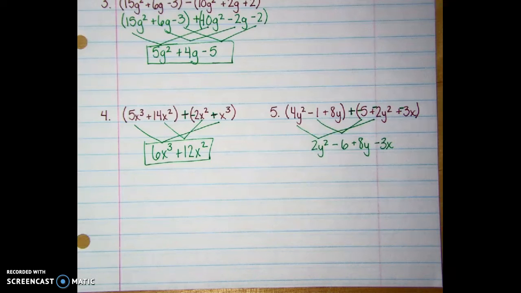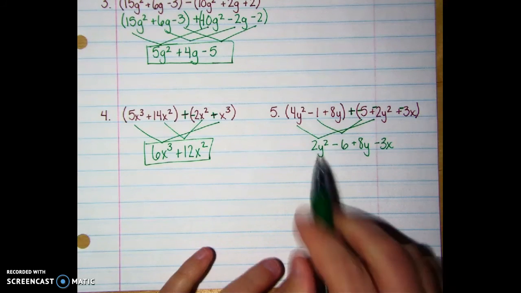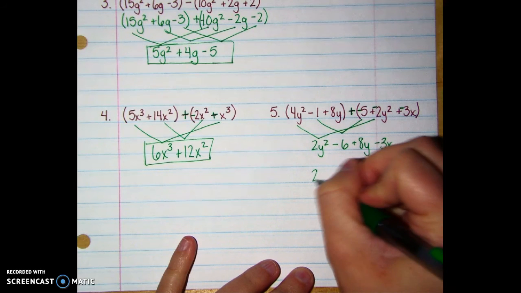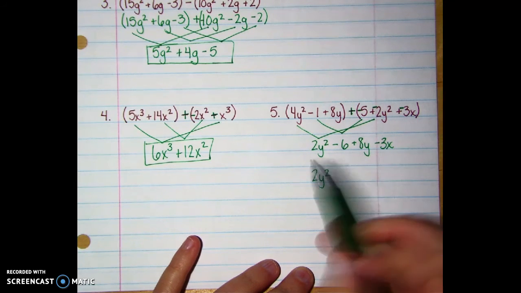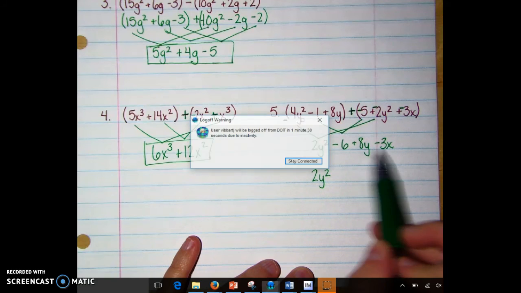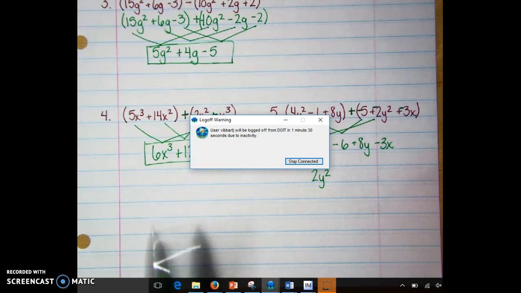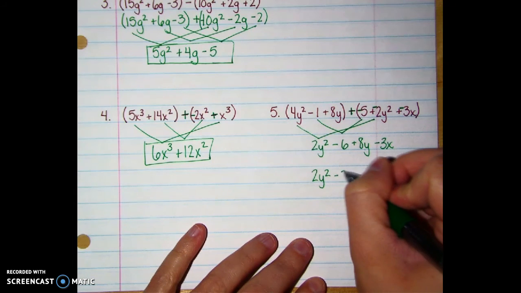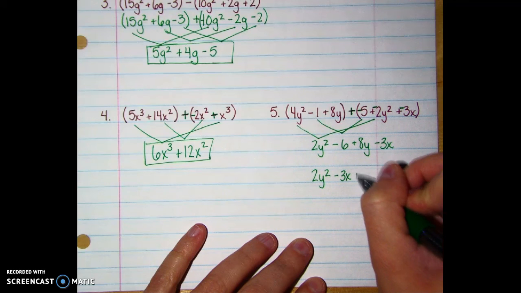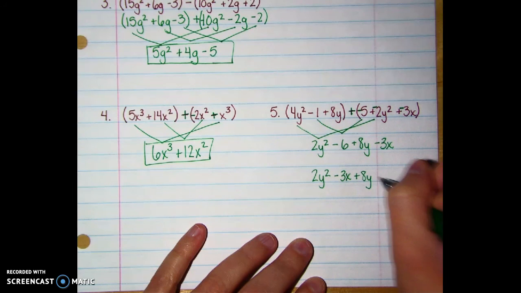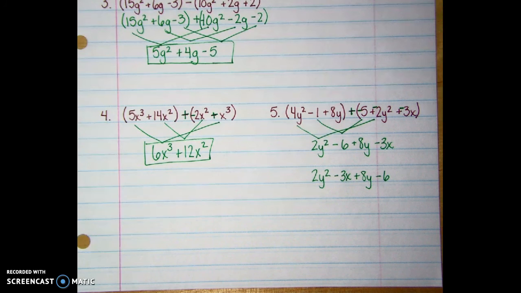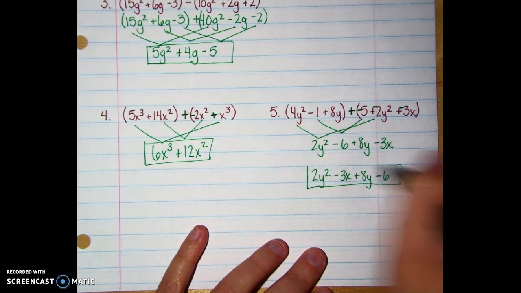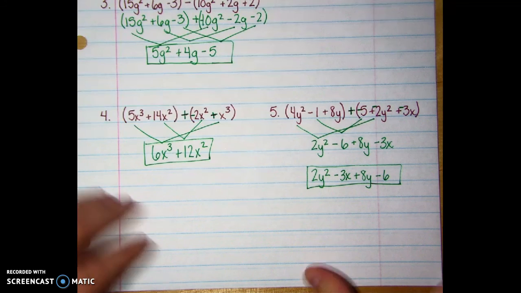Okay, now you need to put it in order. Now remember, highest degree goes first, so this is going to go first. And then after that, I have 2 with a degree of 1, but it goes alphabetical order. So that's negative 3x first, plus 8y minus 6. There is your answer.